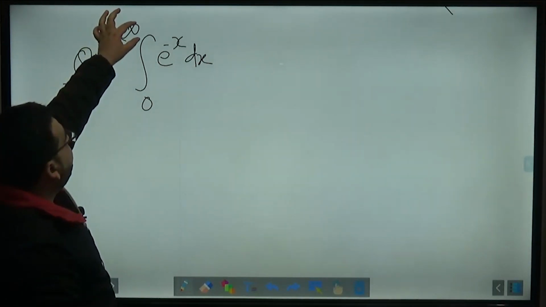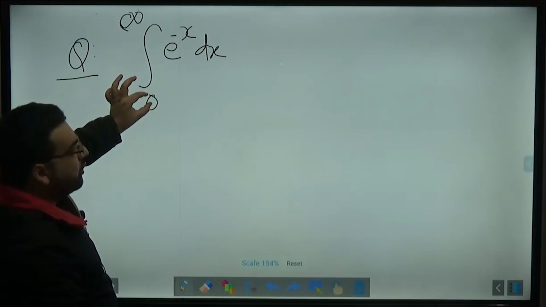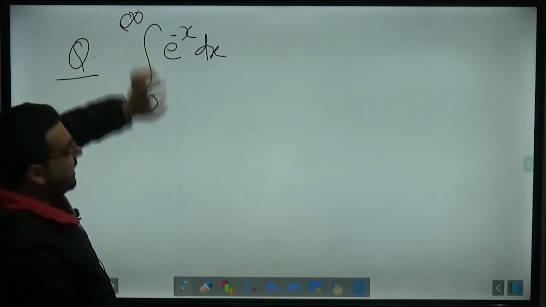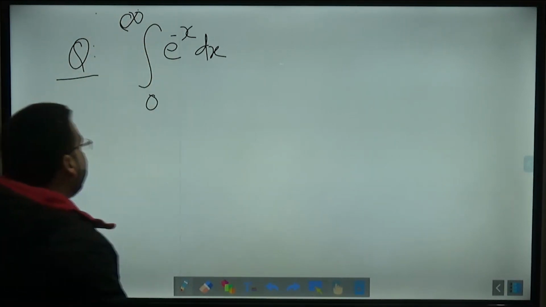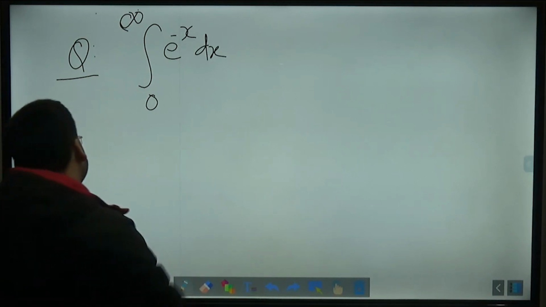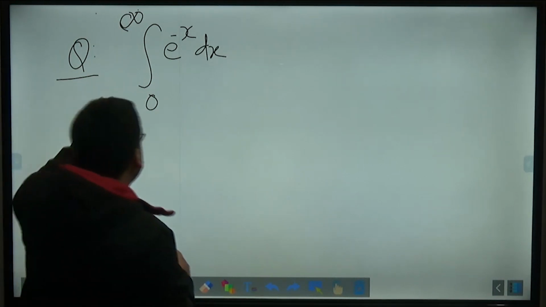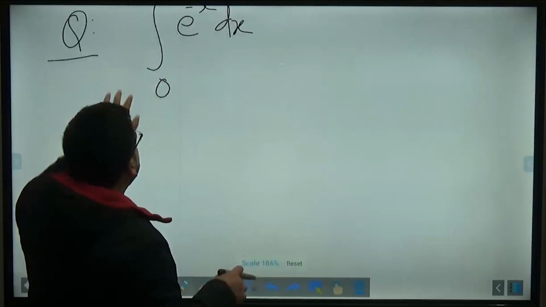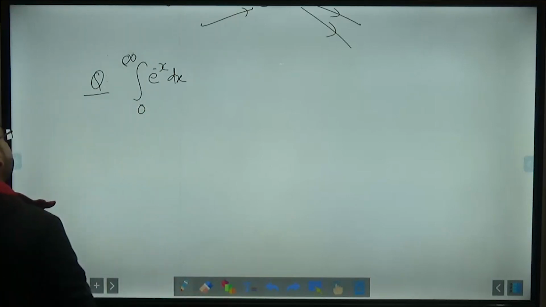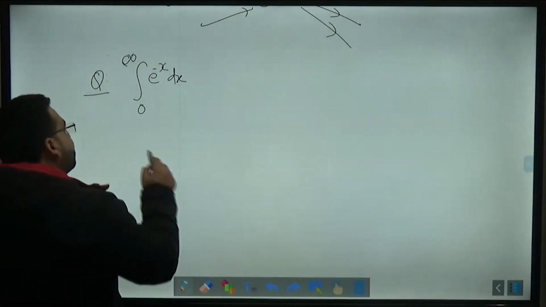So first of all, it is an improper integral because either b should be equal to infinity or a should be equal to infinity. Here we have b equal to infinity. It is an improper integral. Now let us see whether it is convergent or divergent. And how to solve this improper integral? First of all, let us solve it, then I'll be telling you how to solve it.